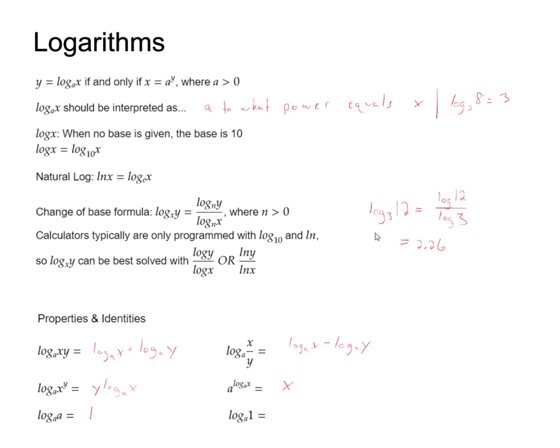What's that? If you think about it really quickly, a to what power is equal to 1? a to the 0 power is equal to 1. So again, logarithms are pretty much just like exponents. They actually can be considered exponents.